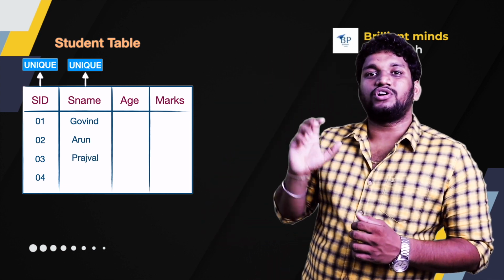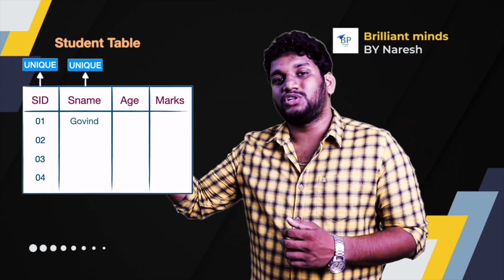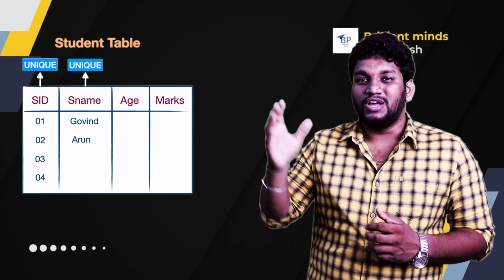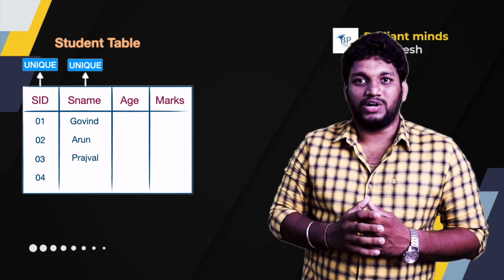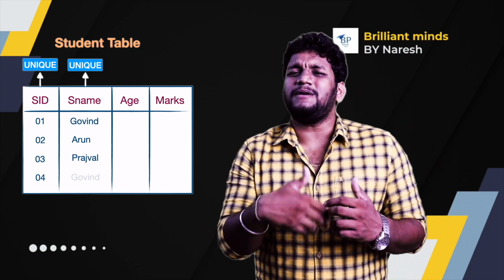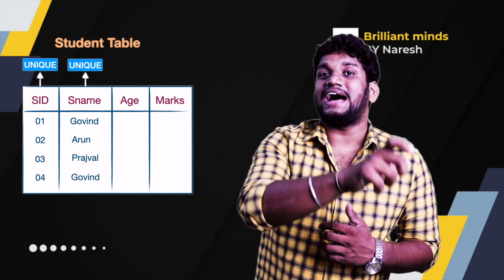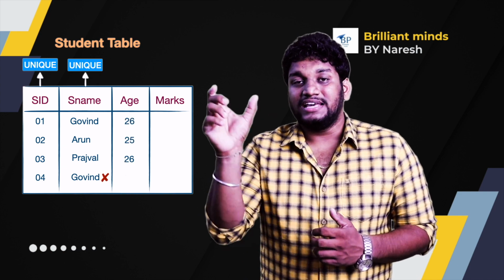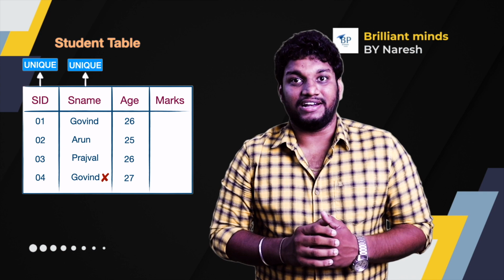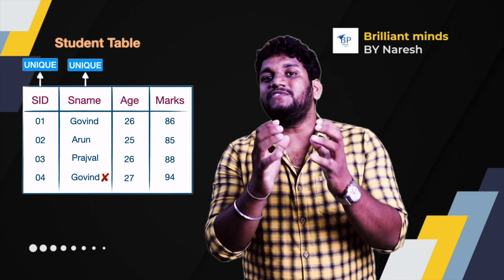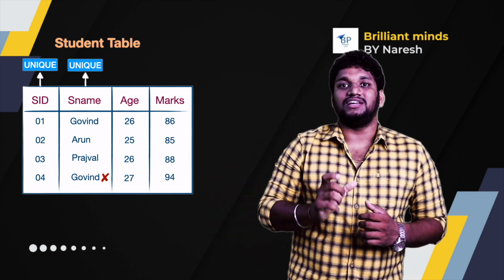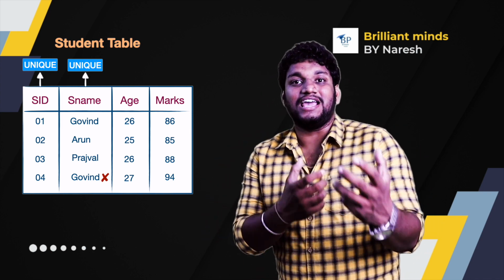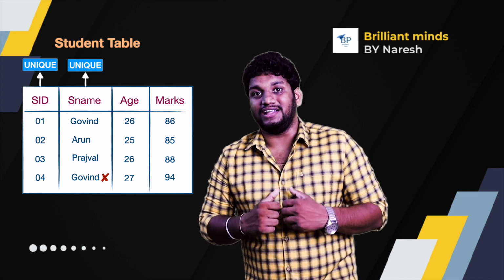Let me take one more column, the student name column. In the student name column, you can see some names: Govind, Arun and Prajwal. If I use the same name Govind for another ID, definitely it is not going to take it, because here I am using the unique constraint, which means the column will accept only unique things. Understood, all of you? So we cannot use the same name for another ID.